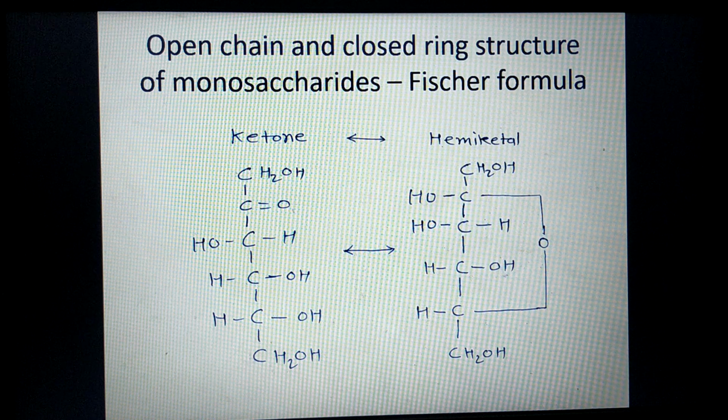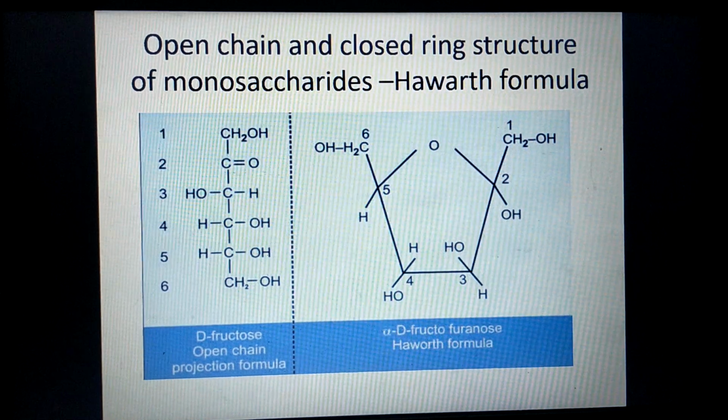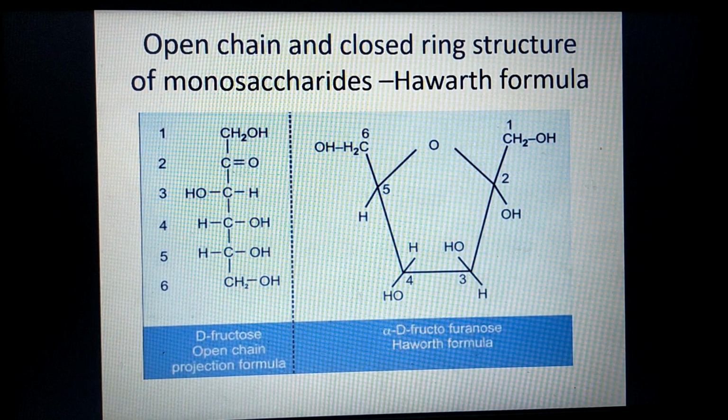So this is the Fischer formula of ketone sugar. This is the Haworth formula for ketone sugar. If you see on the right side, the second carbon, which is the functional group, combines with the fifth carbon, which is the reference carbon, with the help of oxygen, and 2 branches are there. One branch is at the second carbon and another branch is at the fifth carbon in the form of a CH2OH group.